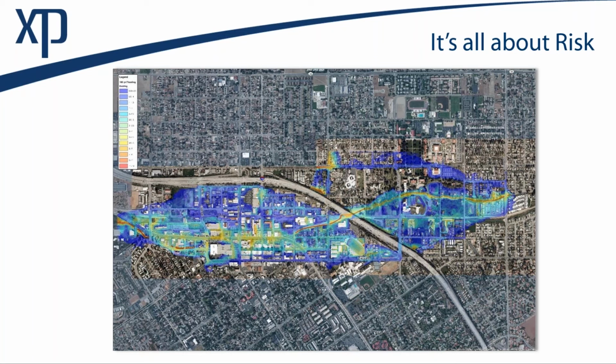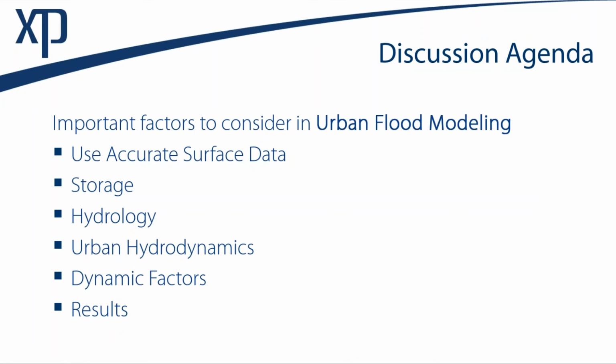And as you can imagine, we get some very complex flow regimes out of this, as you can see by the graphic. So when we model these types of events, we want that 1D channel model, we want the underground storage, we want the 2D overland flow, all working together to deliver an accurate picture of what's happening in the urban environment.